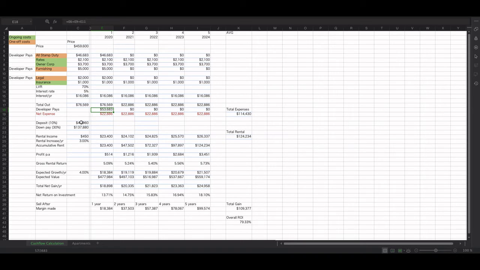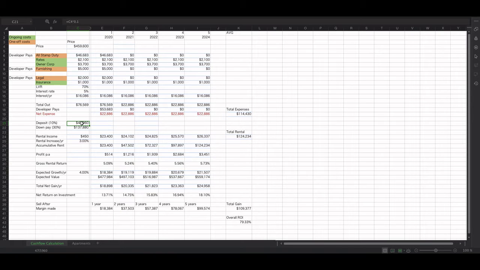Right. Now, if you recall from our previous session, in terms of paying the deposit, in order to start the transaction, you pay a 10% deposit based on the property price. So 10% of 459,600 is 45,960. That's the deposit that you pay.